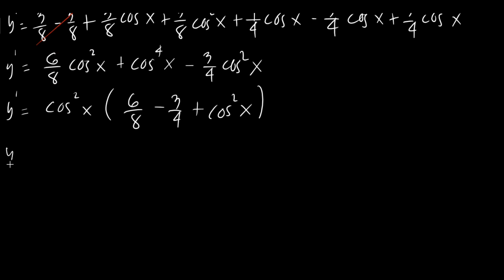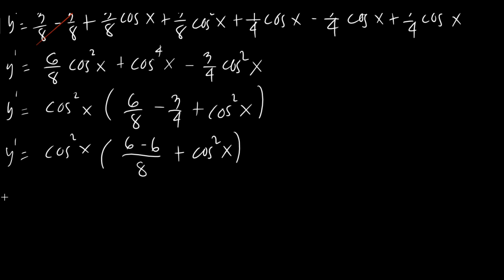So we have y prime is equal to cosine squared x times 6/8 minus 3/4. So 8, just copy 6. 8 divided by 4 is 2, 2 times 3 is 6. So 6 minus 6 plus cosine squared x. So y prime is equal to cosine squared x, and 6 minus 6 is equal to 0. So we'll cancel out this one. The remaining will be cosine squared x.